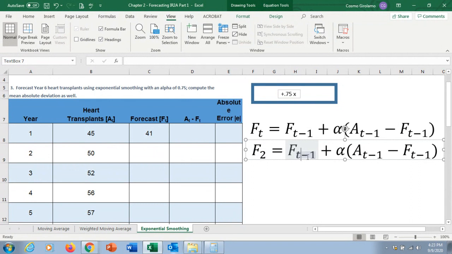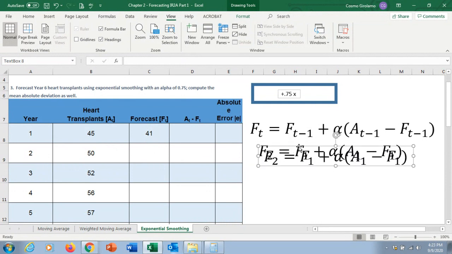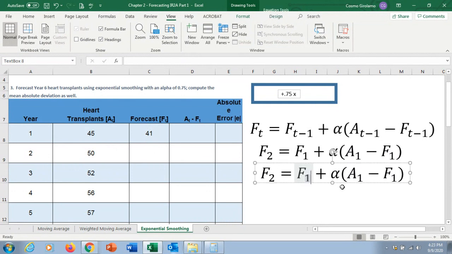Well, if I put in forecast 2, 2 minus 1, 2 minus 1 is 1. Alpha has to be provided. This is also 2 minus 1, so this will be 1. 2 minus 1 is 1. So for me to predict what happened in forecast time period 2, I'm going to start with what happened in time period 1. So I'm going to just copy this down so that you can see this. So what did I forecast for period 1? I forecasted 41.